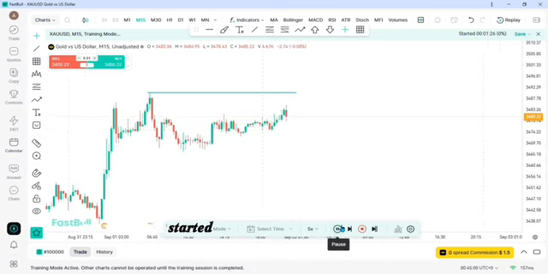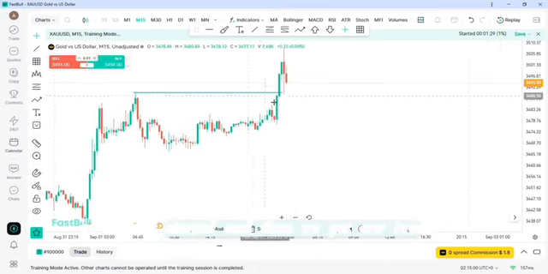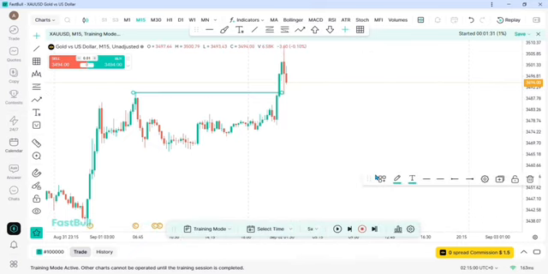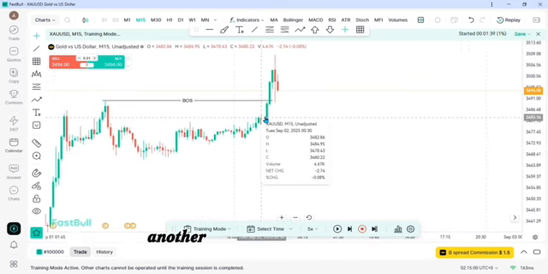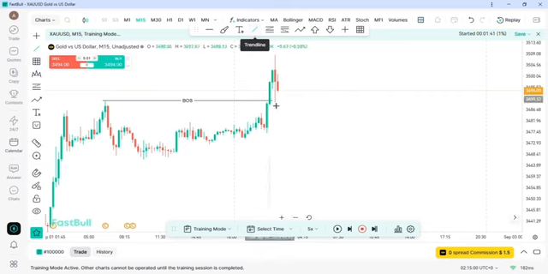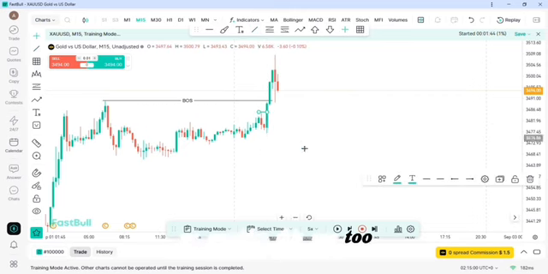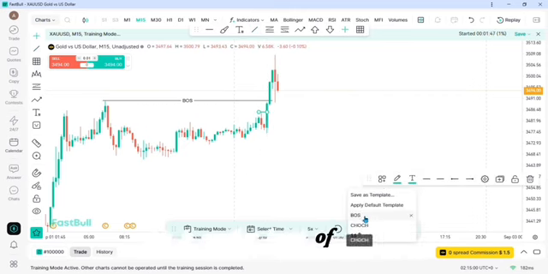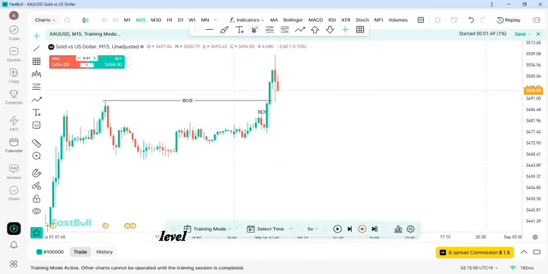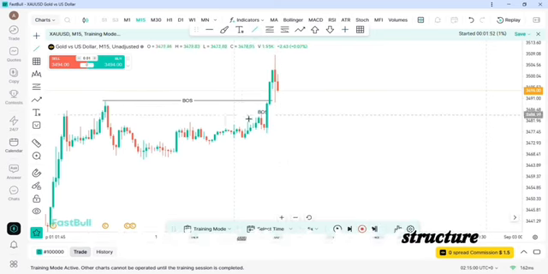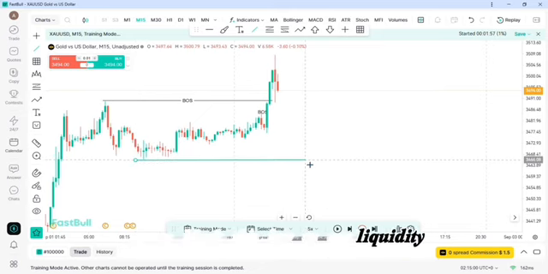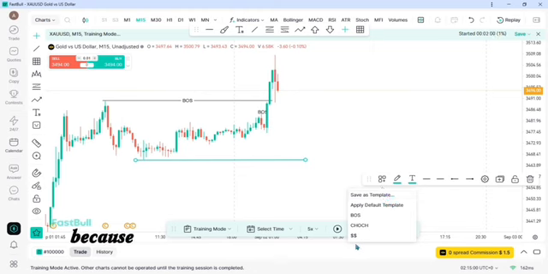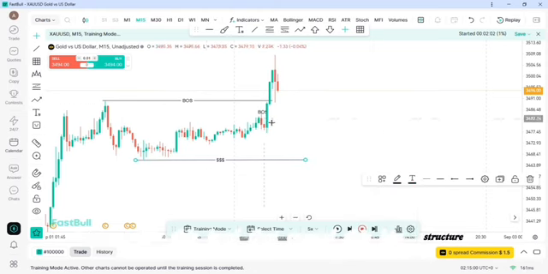So the market started, and then we get our break of structure to the upside, a clear break of structure with a healthy bullish candlestick. And if you look closely, there was another minor break of structure over here. We consider this one too. This is another break of structure. And which level caused this major break of structure? It is this low. So we mark this low as our liquidity, because it is this level that caused this break of structure.